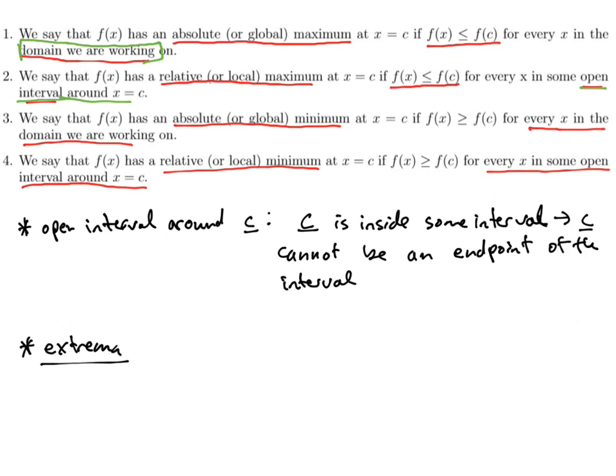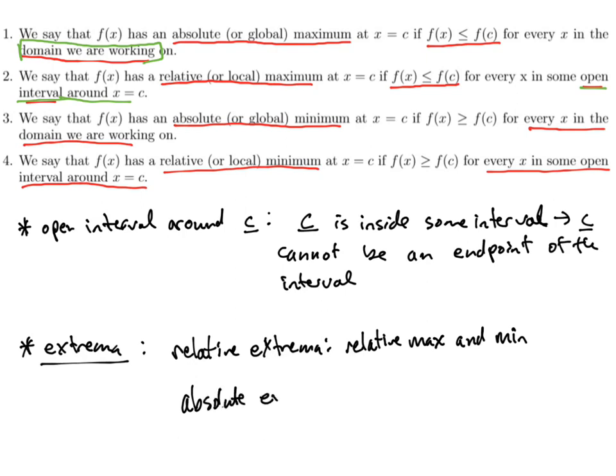Next, we want to talk about the word extrema, or extrema. I've heard it pronounced both ways. This just refers to both the max and the min together. The relative extrema are the relative max and the relative min together, and then the absolute extrema just refers to the absolute max and min together.